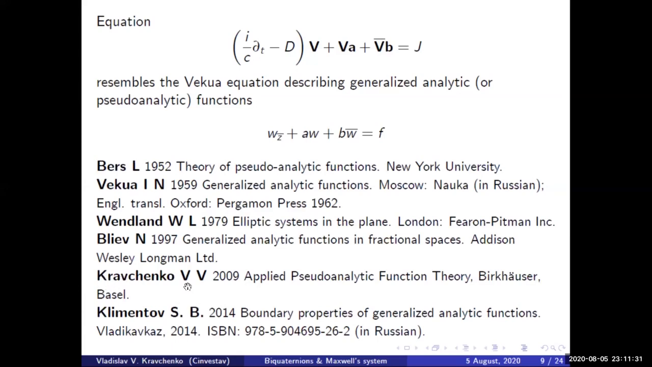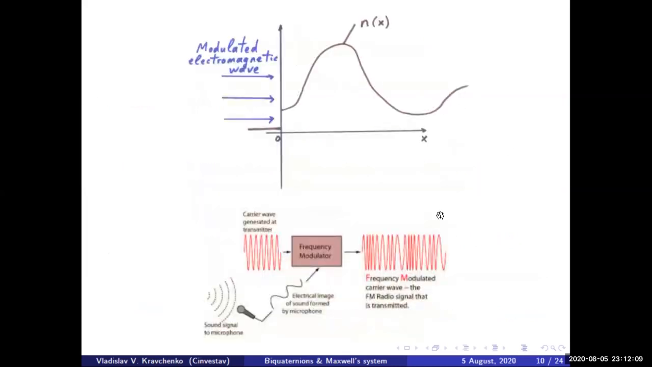Also, there are several books on this subject: Wendland, Bliev, Klimentov, which is in Russian, a nice book. And I would like to mention my book on this subject as well, because apart from studying the Vekua equation only in two dimensions, there are some applications to Vekua-type equations in quaternions and biquaternions. But today I would like to present to you only one application of this biquaternionic representation of the Maxwell system for inhomogeneous media.